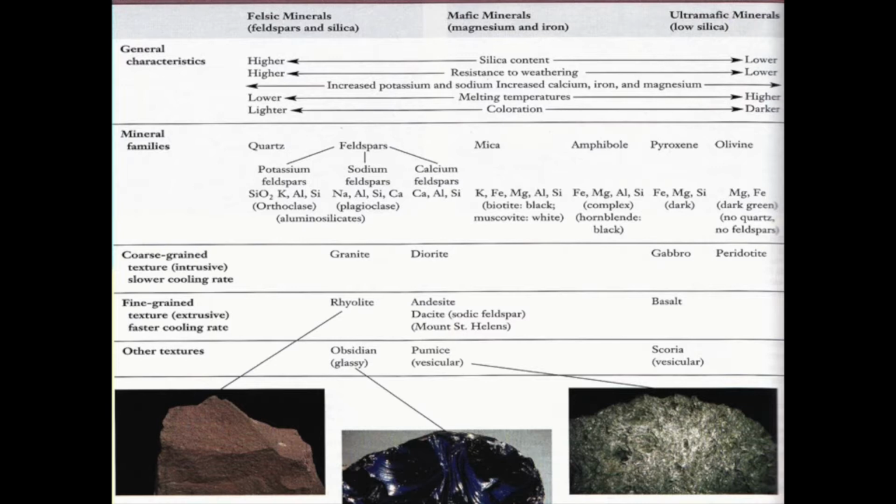You may wish to pause the lecture at this point and take a very close look at this chart. It will give you a sense of how each of these distinctions organize the different kinds of rocks that we interact with when we're looking at the igneous type. It will also give you some of the names of common mineral families and the rocks associated with them.